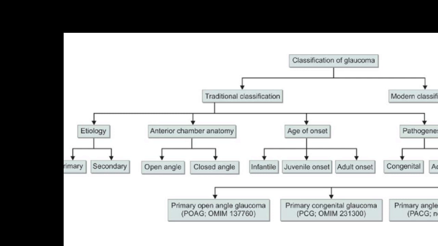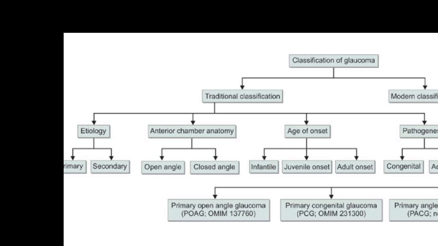So that classification of open angle and closed angle is not presented in the current textbooks. In the current textbooks, the classification is based upon primary open angle glaucoma, primary congenital glaucoma, or primary closed angle glaucoma. That's the classification now. Earlier it was a different classification, of course not much of an issue, and it's also classified based upon the onset of the disease, like infantile, juvenile or adult onset, or again congenital or acquired.